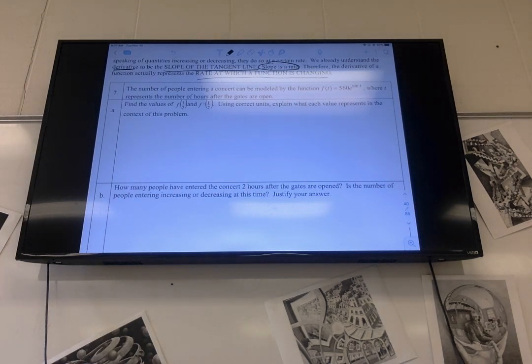So for number 7, it says the number of people entering a concert can be modeled by the function, where t represents the number of hours after the gates are open. We have to find the values of f of 1/2, and this is a calculator problem, and f prime of 1/2. So find those two values.